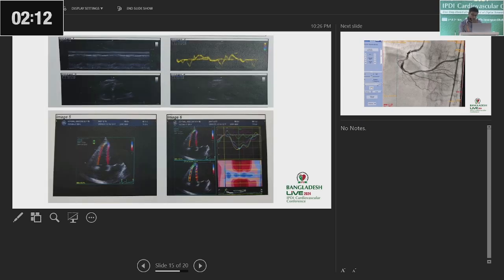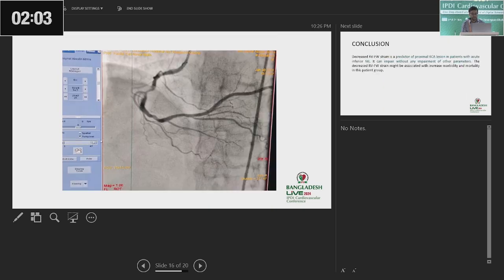Here is one of the echo pictures of one of my patients. It shows normal conventional echo parameters, but RV free wall strain reduced to minus 12.2%, and coronary angiography reveals proximal RCA lesion.